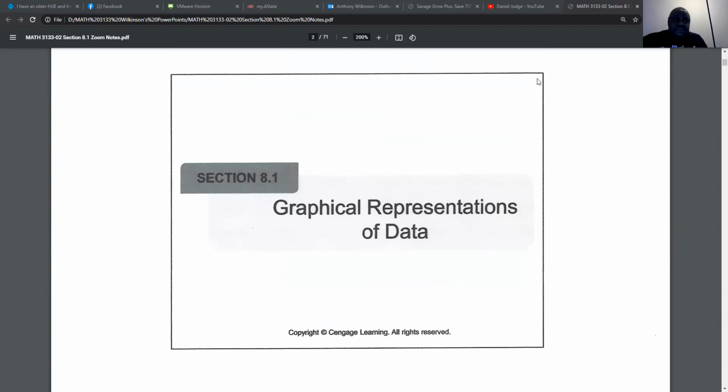Okay, so now this first section deals with the graphical representations of data. So basically, we're going to be talking about things like bar graphs, line graphs, pie charts, histograms, scatter plots. Those will be things that we can represent data by using graphs.